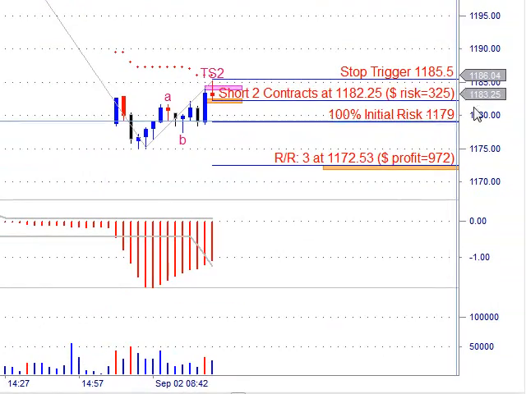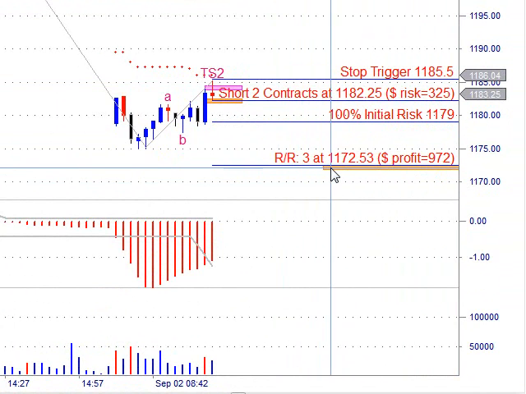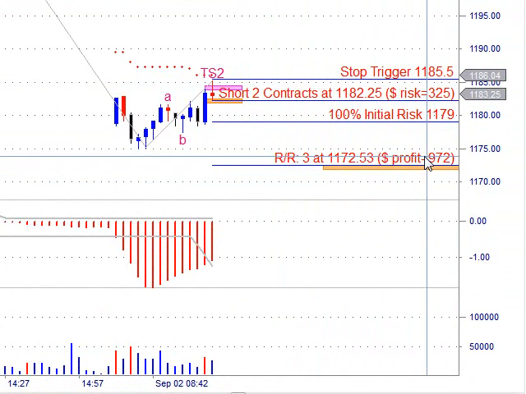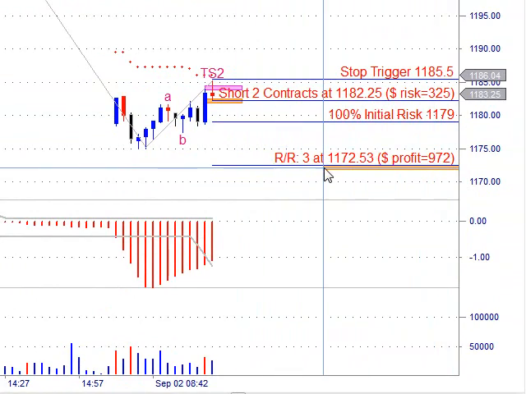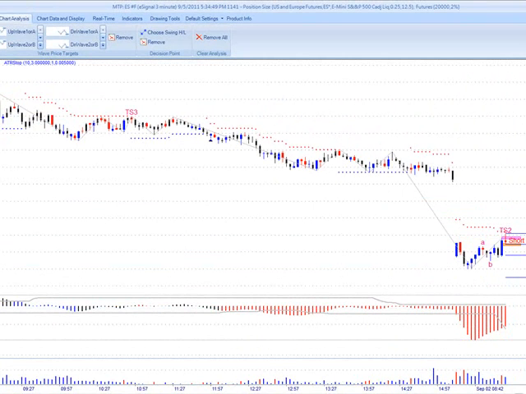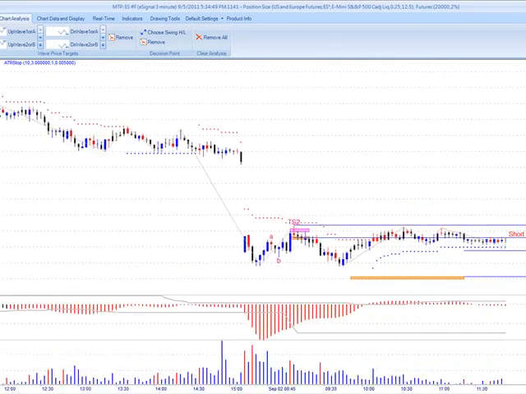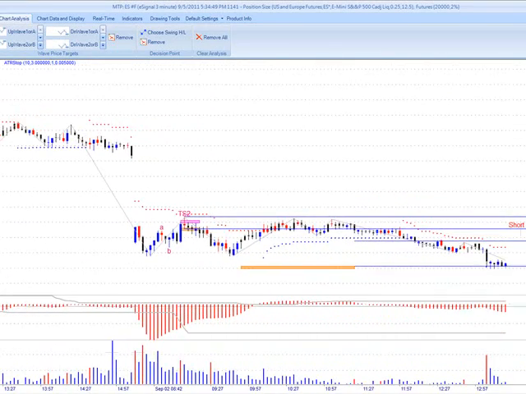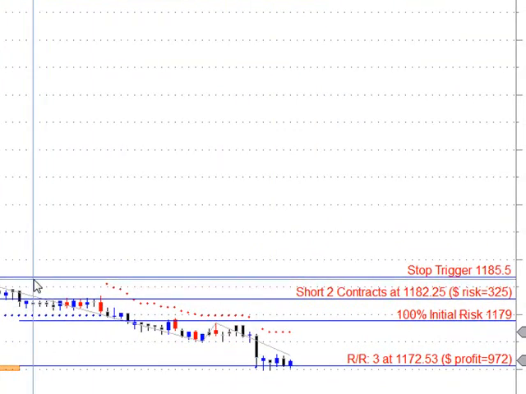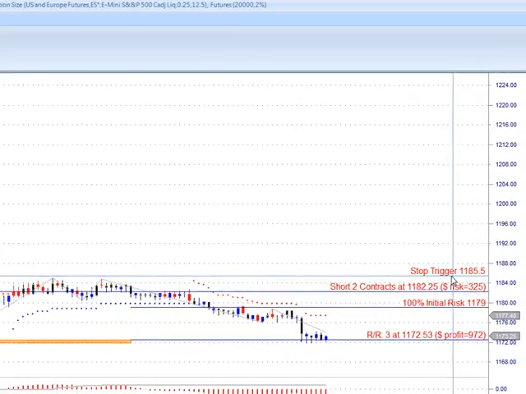Short of 2 contracts, risking $325. The target was 3 to 1 here at 1172.50, with a profit of $972 if that target was achieved. This trade took a while to play out. These set up while we were in our trading room on Friday, and took quite a while to play out. And you can see it finally did hit the target there. Never did hit our stop at 1185.50.